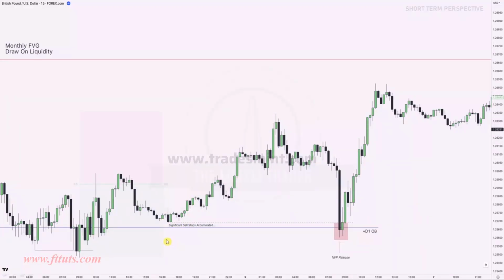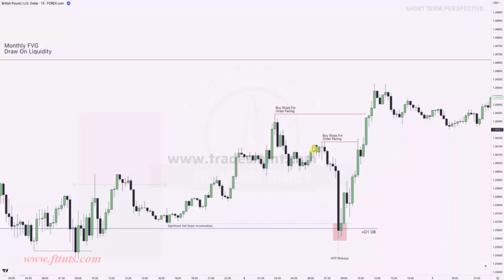So now we accumulated those significant sell stops, right? We have order pairing below it after that NFP release, dropping down into the daily discount order block, and then over here we can see order pairing happening and then continuation up. So how does that look on a lower time frame, and can we even trade this? Is there an opportunity to get in to go for that monthly drawn liquidity, that monthly fair value gap?